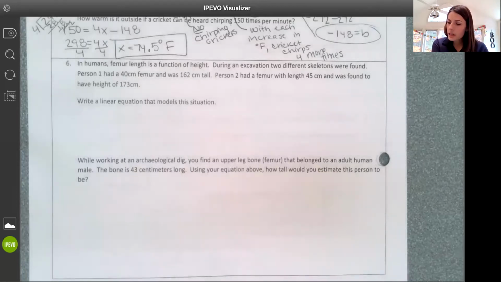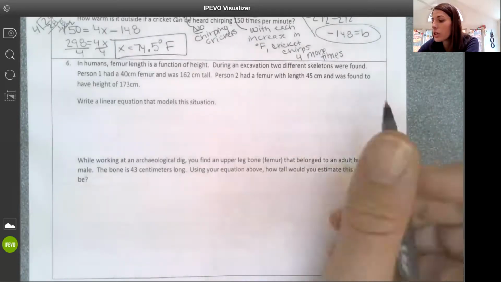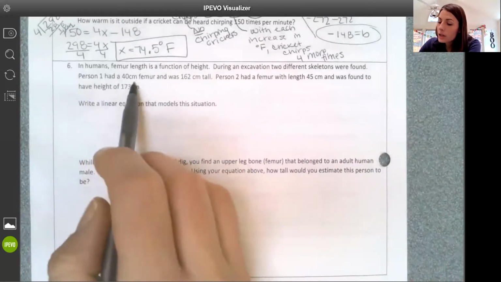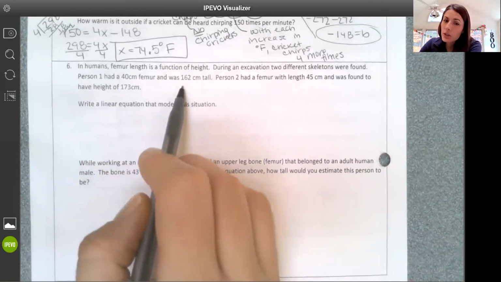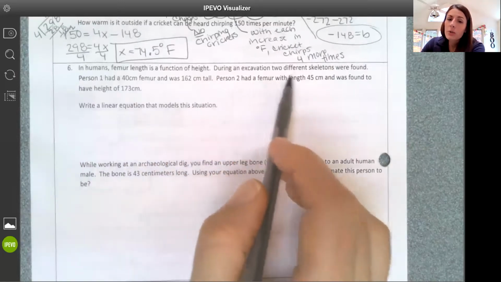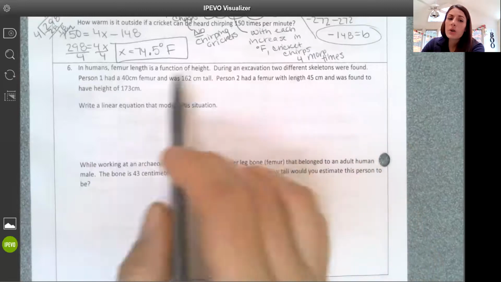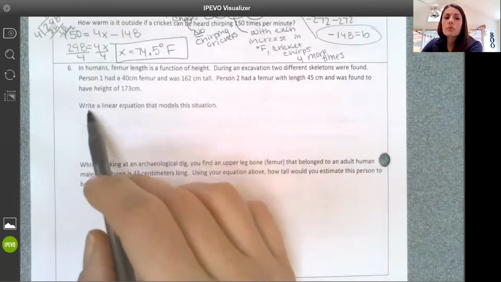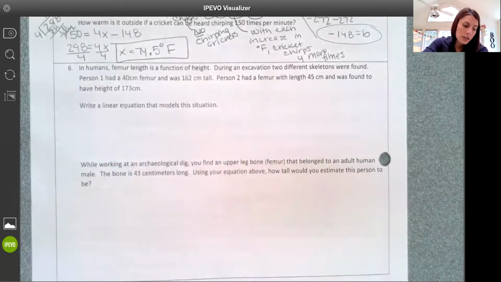So it says that in humans, the femur length is a function of height. So the length of that bone in our body is linearly related to our overall height. During an excavation, 2 different skeletons were found. Person 1 had a 20 centimeter femur and was 162 centimeters tall. Person 2 had a femur that was 45 centimeters and was found to be 173 centimeters tall in height. Write a linear equation that models this.